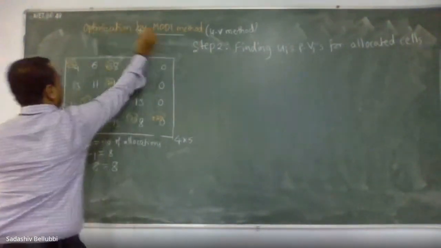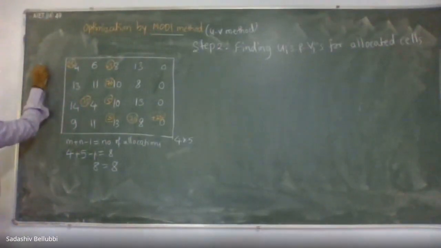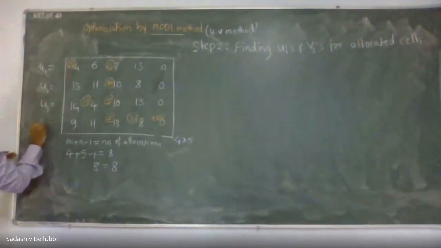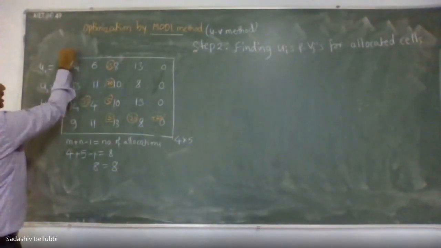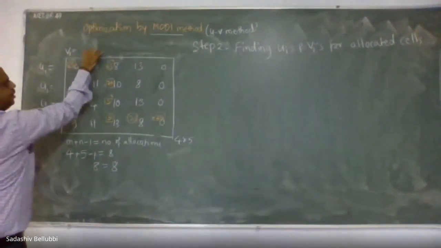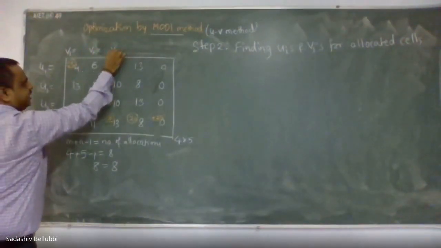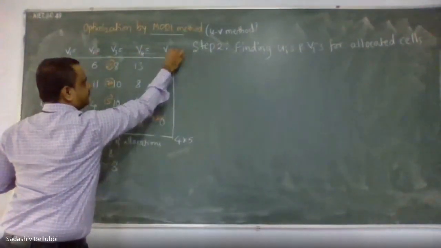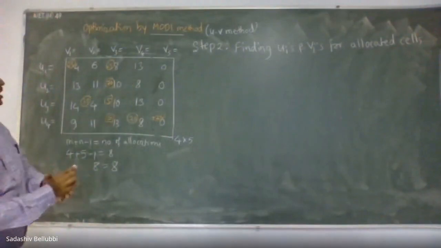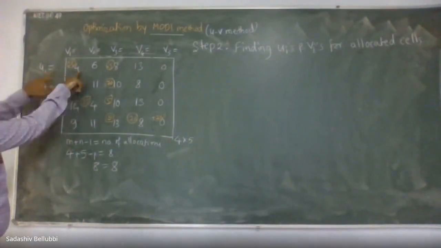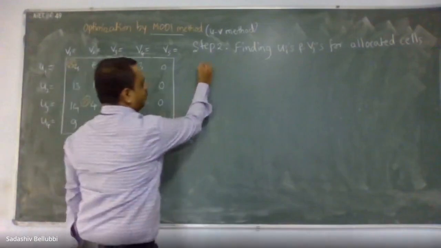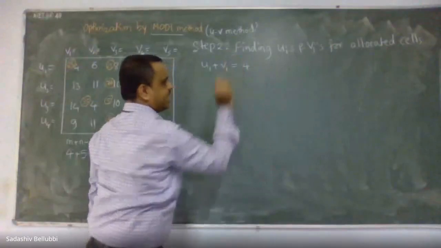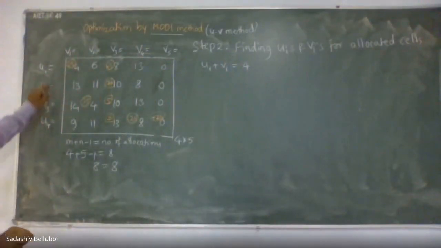Before that, we need to write u1 for the first row, u2 for the second row, u3 for the third row, u4 for the fourth row. The same for the columns: v1, v2, v3, v4, and v5. Okay, for the allocated cell u1 and v1, u1 plus v1 is equal to that Cij. Cij is nothing but 4.